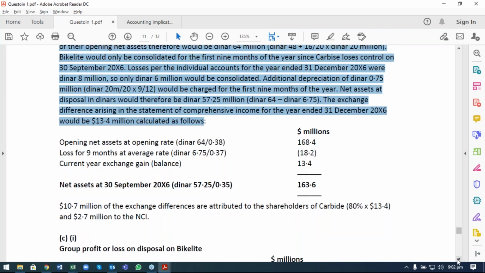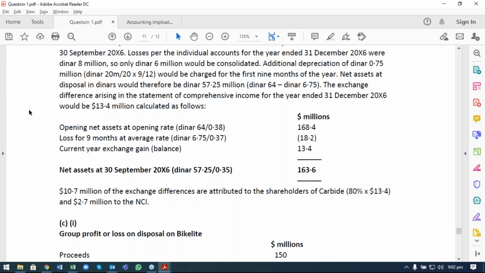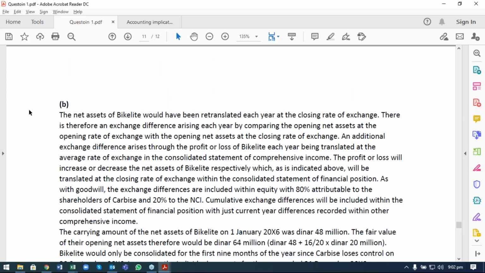You can see here, these are the workings, but these workings are done at the end of this question. If we had done the calculation first, it would be easier for us to explain. I have always told you that this sample answer is in a very real-time situation, it's not the best-case answer.